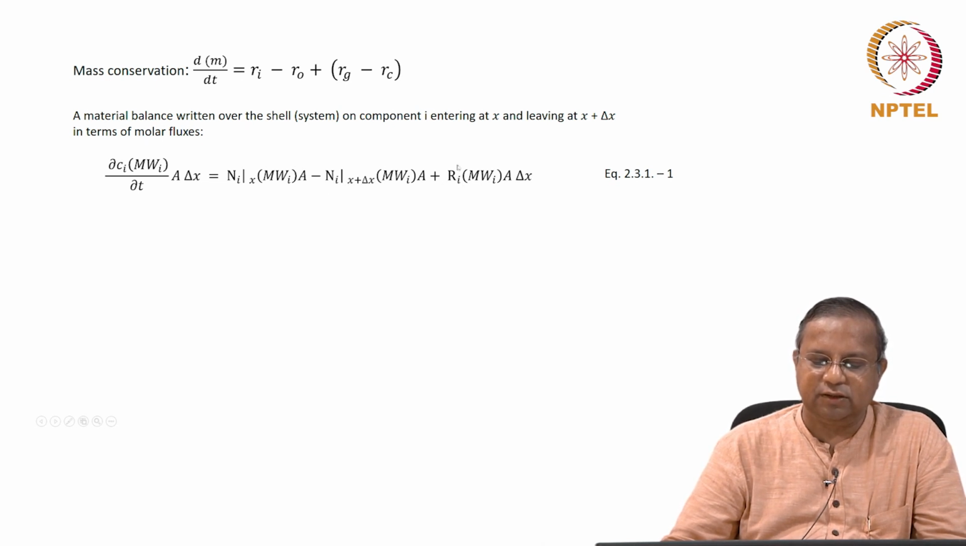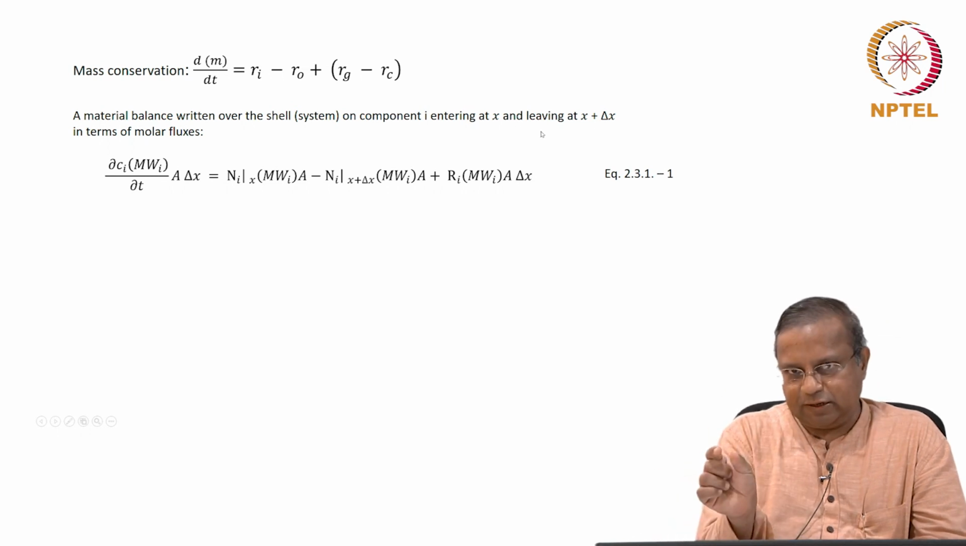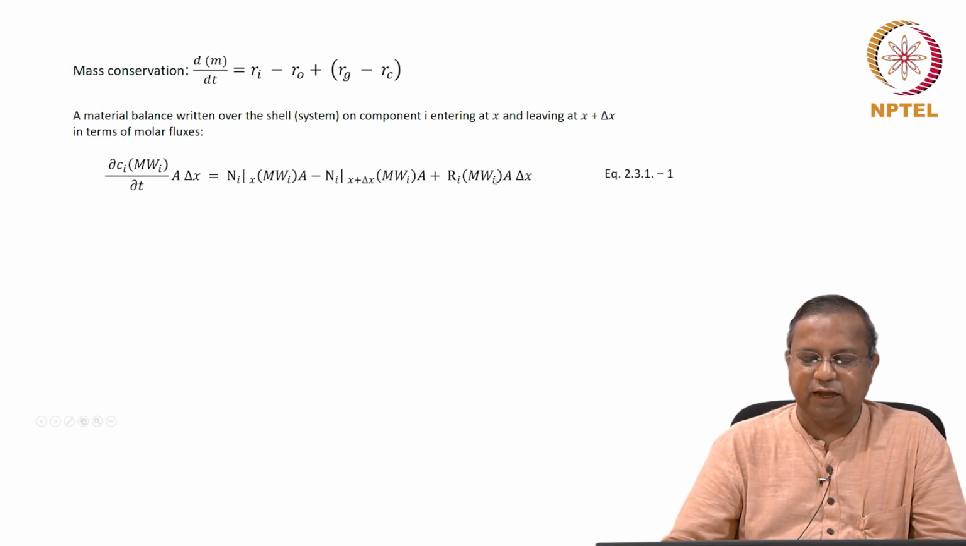Here we did the reaction rate, which is in terms of the concentration on a volumetric basis, multiplied by the molecular mass to get mass on a volumetric basis. Then we multiplied it by the volume of the system, A times delta x, a cuboidal volume, so that each of these terms is mass per time. That is the whole point, and that is what we normally do when we write balances. Make a note of that. This is equation 2.3.1-1.